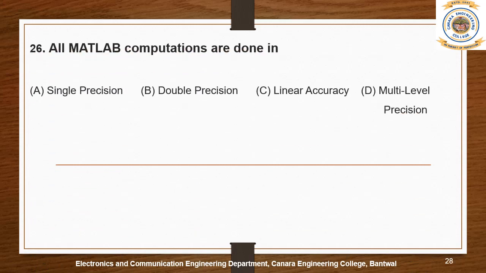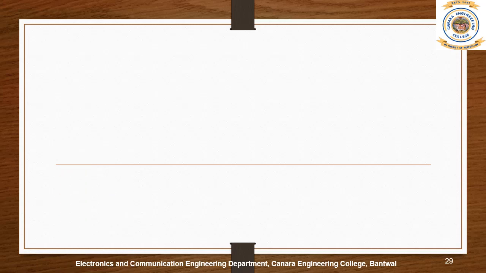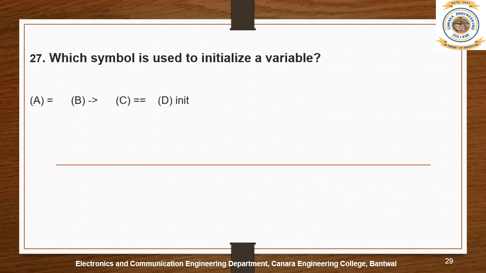All MATLAB computations are done in double precision. Which symbol is used to initialize a variable? We usually use the equal to symbol to initialize a variable. So therefore the option is A.